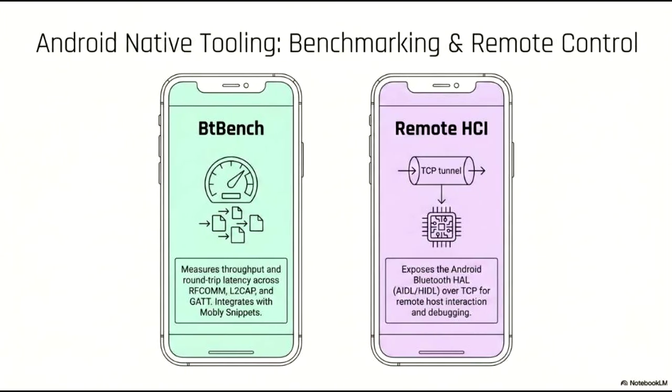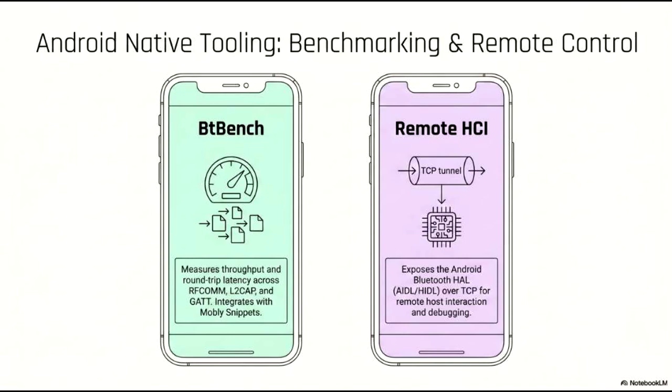Android native tooling provides essential capabilities for benchmarking and remote control within the Bluetooth stack. On the left, BTBench is used to measure critical performance metrics such as throughput and round-trip latency across RFCOMM, L2CAP, and GATT. It also integrates with Mobly snippets to facilitate automated testing workflows.